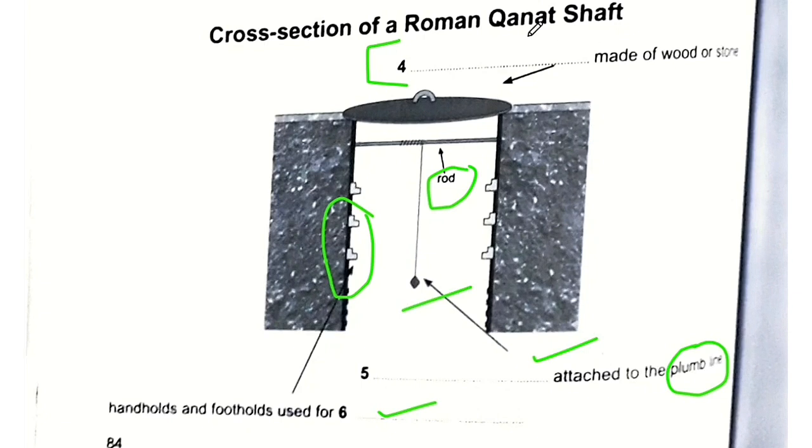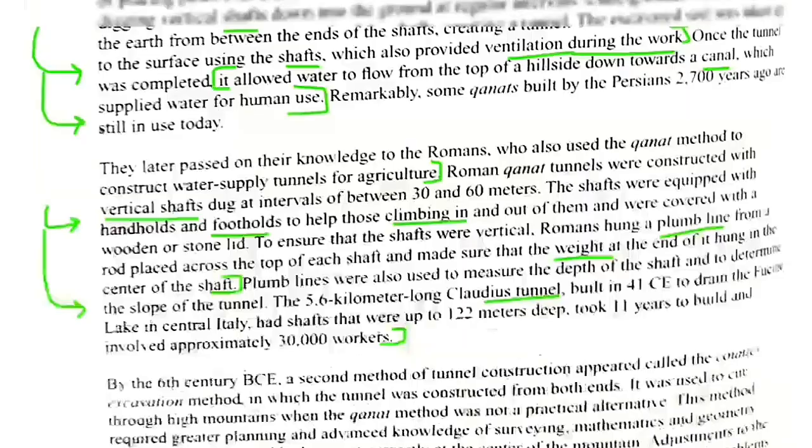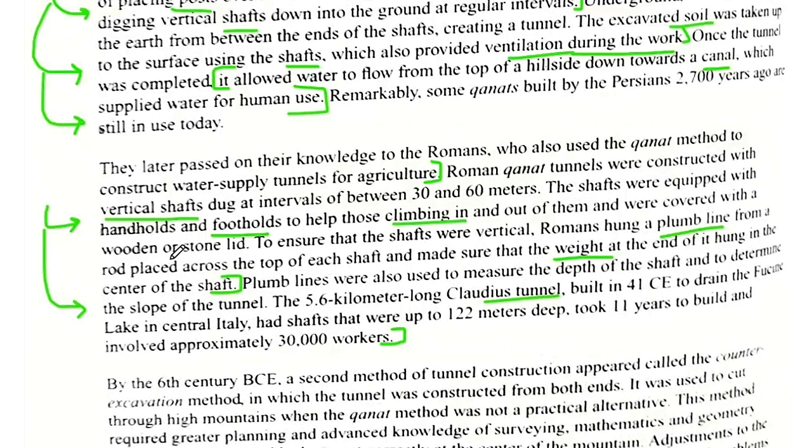Then dash was made of wood or stone. Here we also read wood and stone in the paragraph. Here you can see, and were covered with a wooden or stone lid. So lid, wood or stone. So the answer is lid.